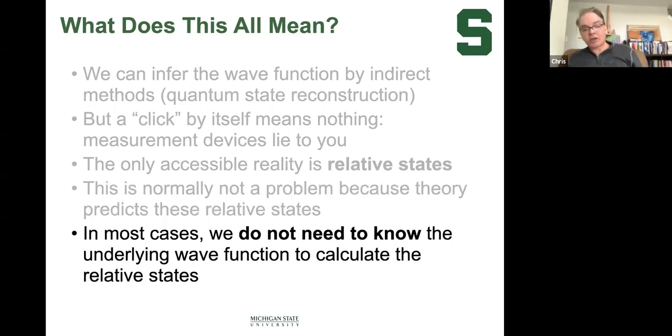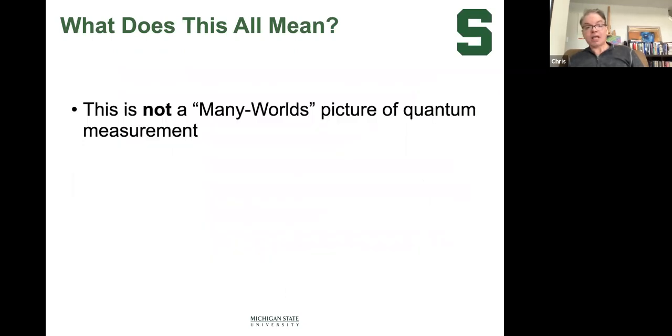Indeed, the longer you think about it, you realize we don't need to know the underlying wave function to calculate these relative states. And the other thing I wanted to say is that some people say, oh, isn't this a many worlds picture of quantum measurement? And some people have been pushing this interpretation, and I always sort of recoil from that because none of that makes any sense. The many worlds interpretations are flawed in so many different ways. I'm not going to go into that. It's not a many worlds picture of quantum measurement.